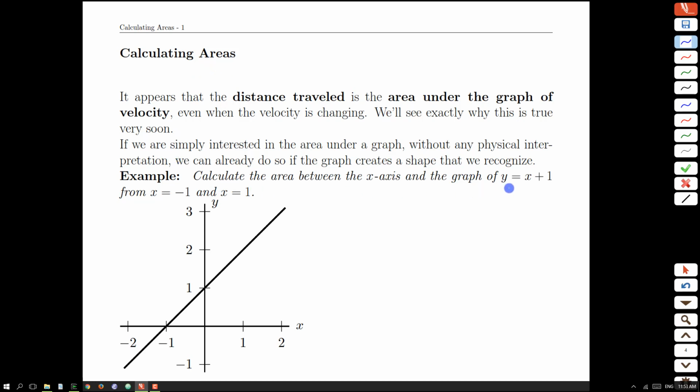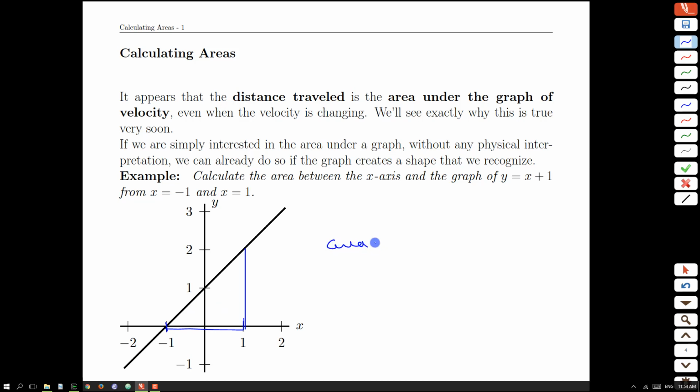And we can do this already for fairly simple examples. The graph of y equals x plus 1 is this line here, and if we're asked to calculate the area defined by that graph on a certain interval, notice that's a required input to this problem, on what interval do we want to calculate the area? Well, we can do that by looking at that area and recognizing, hey, that's a triangle.